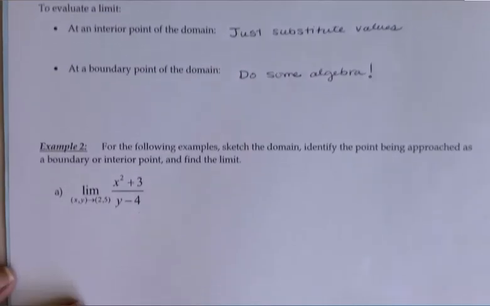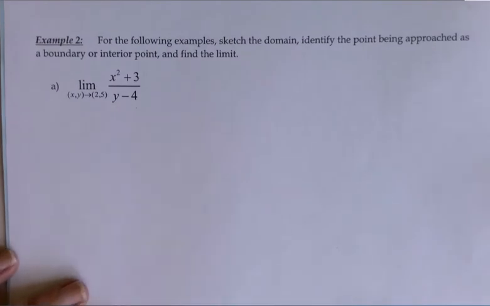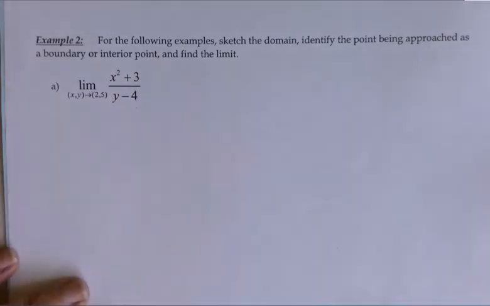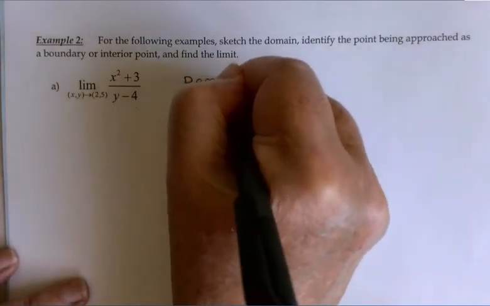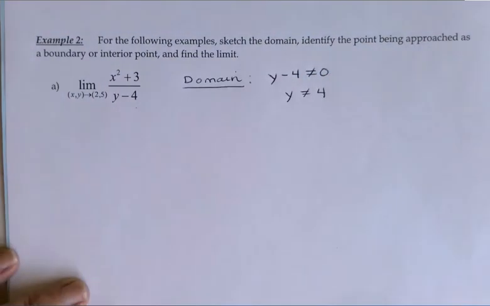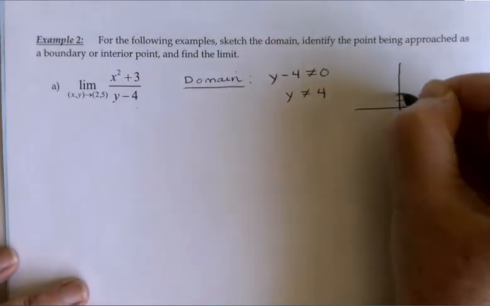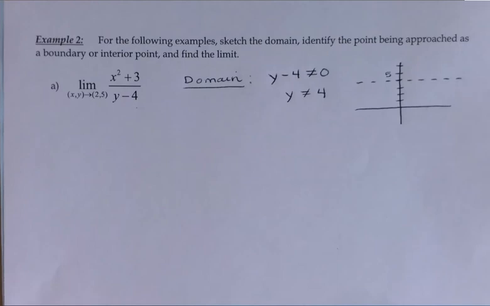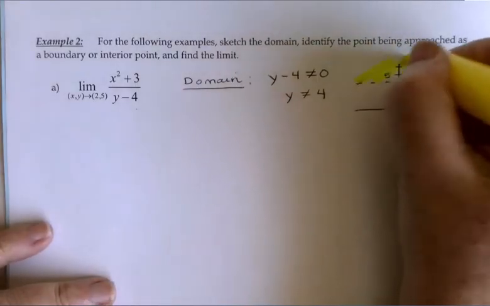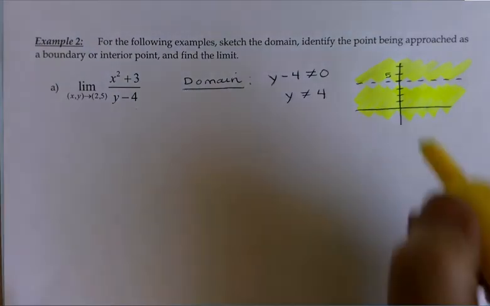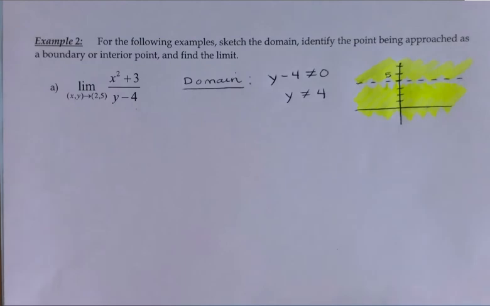All right, in example 2, for each of these examples, we'd like to sketch the domain, identify the point being approached as either boundary or interior, and then find the limit. So in example A, as far as the domain, I just have to be sure that that denominator doesn't equal 0. So y can't be equal to 4. To sketch that domain, I would exclude the line y equals 4, and my domain would be everything else. Again, please be sure you're using those dotted lines to show an open boundary in this case. We can't include any points on the line y equal 4. Everything else is my domain.